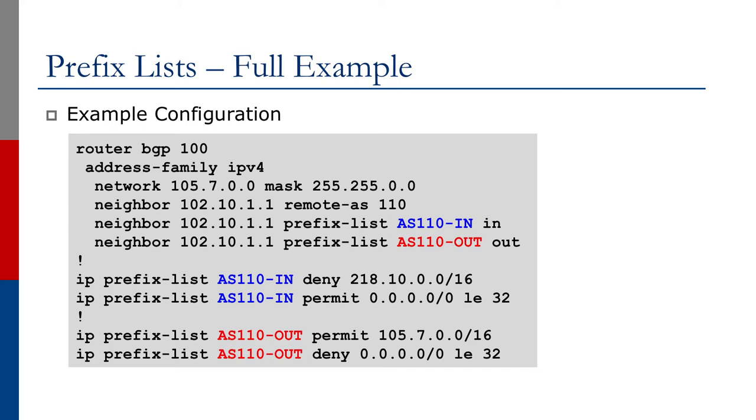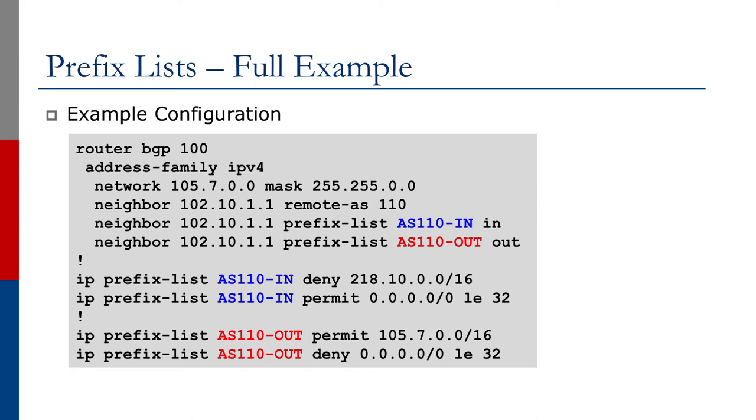This is a full example of how you apply prefix lists to a Cisco configuration. You have router bgp as shown previously. You have your neighbor with the address 102.10.1.1. And in the inbound direction, you've applied the prefix list AS110-IN. And in the outbound direction, you've applied the AS110-OUT prefix list.